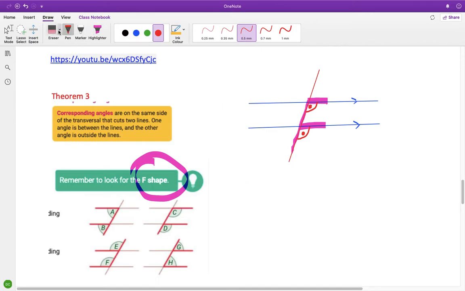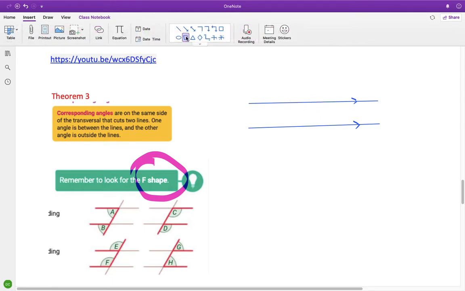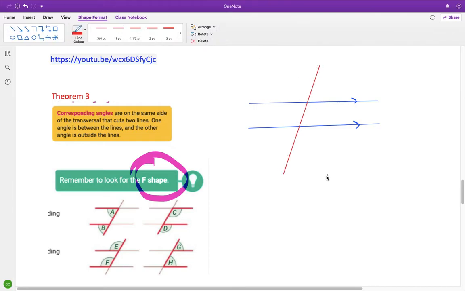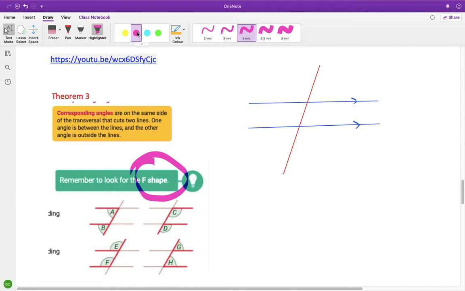Yeah? So let's try another one, because remember, it's just the F shape. It doesn't have to be an actual F. So I'm going to remove these. Sorry, I'm trying to remove the pink without removing the... Not bad, lost the transversal, can fix that. So throw my transversal back in. Right, so you could do an upside down F, right? Along the transversal, then a parallel line, and then one in between the lines, and one outside of the lines. They are corresponding.